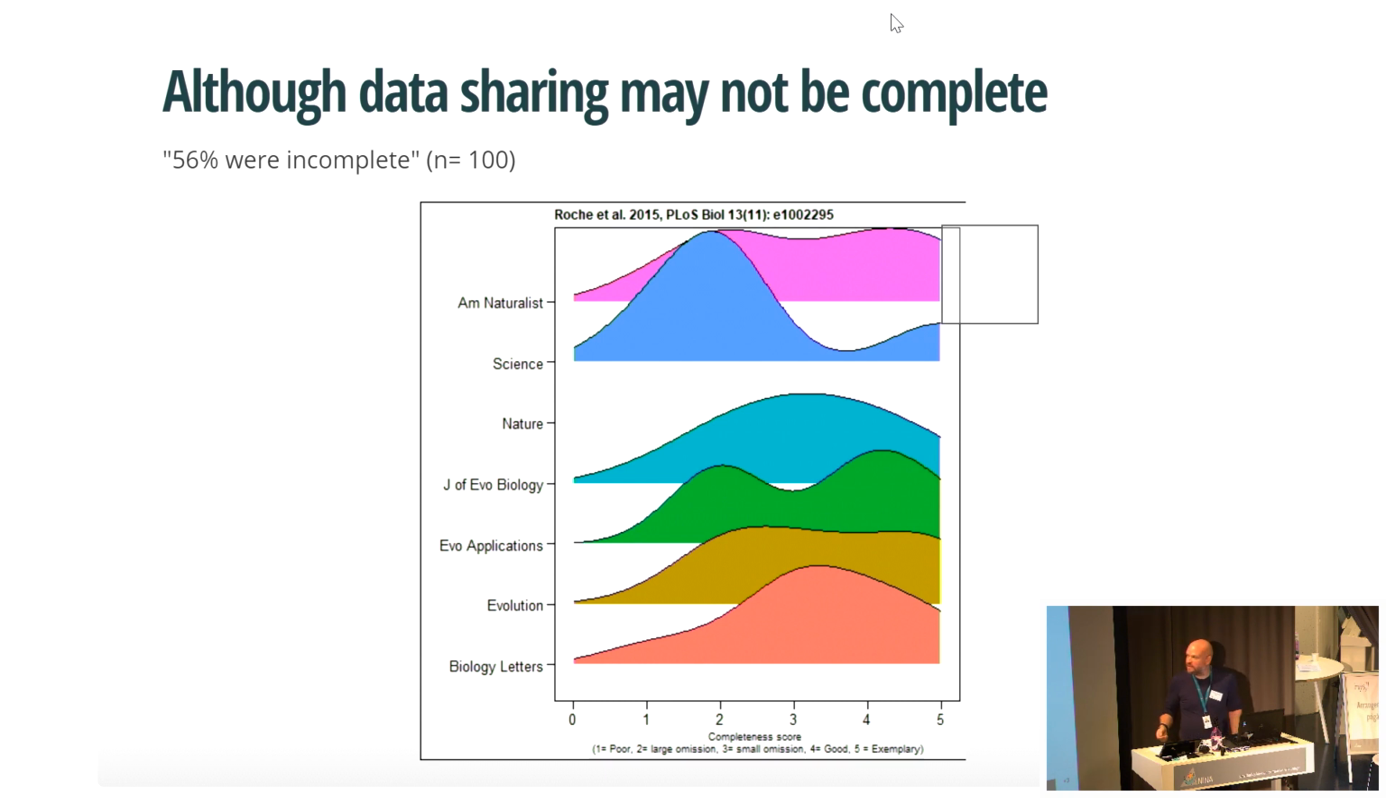However, all the data might not be complete. From another publication from 2015, they looked at the top-ranked journals in ecology and evolution, and they looked at what data was being shared. They found that only half of the papers they looked at shared all of the data from the analysis that they'd done in the paper. So this plot here is on a scale of 1 to 5, with 5 being very good, everything's shared, everything's there, and 1 being rubbish.